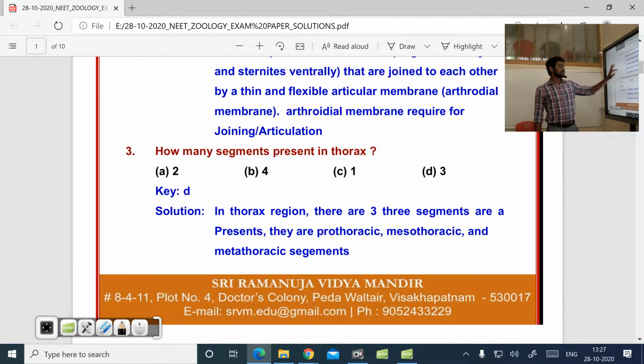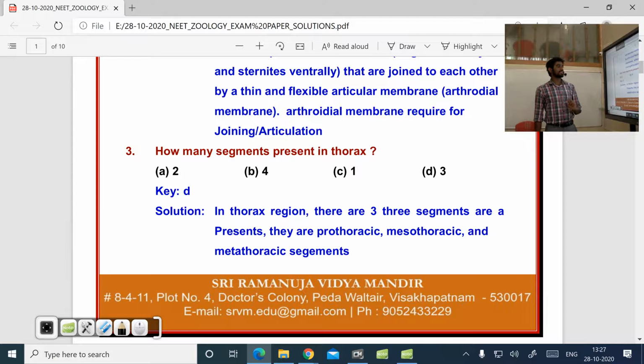Now another question you can see, students: how many segments are present in the thorax? So the answer would be 3. So what is that?